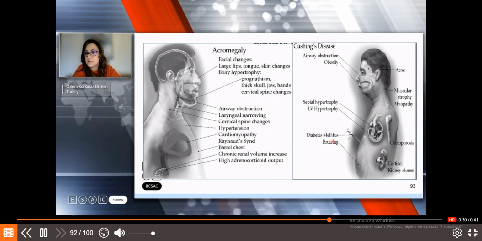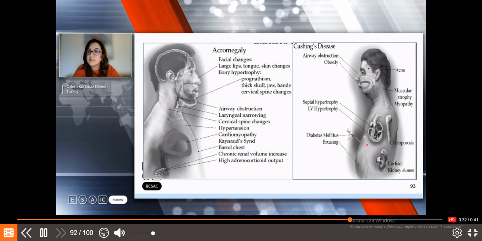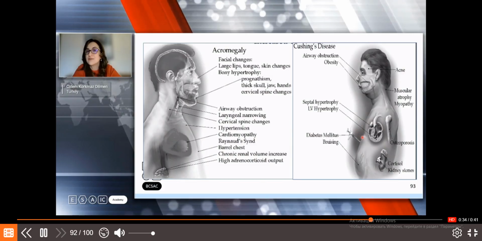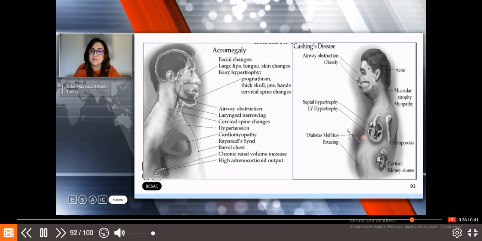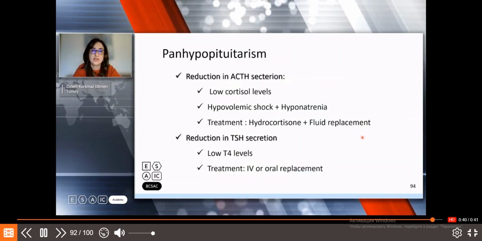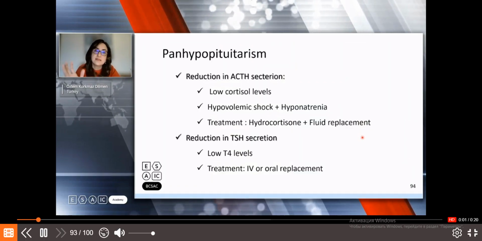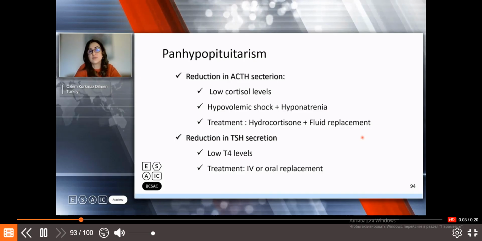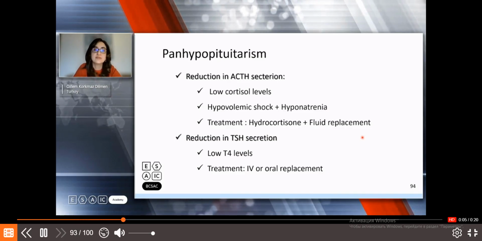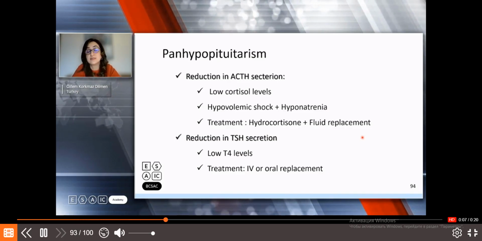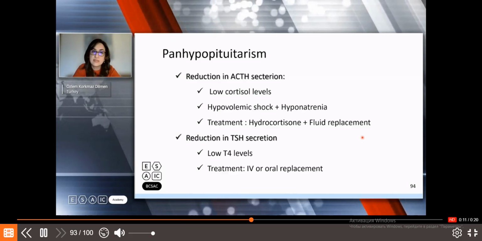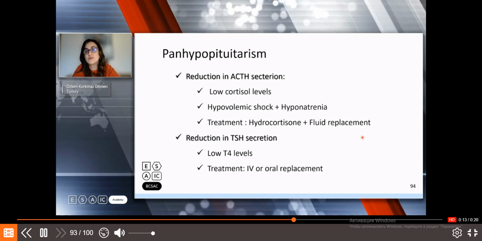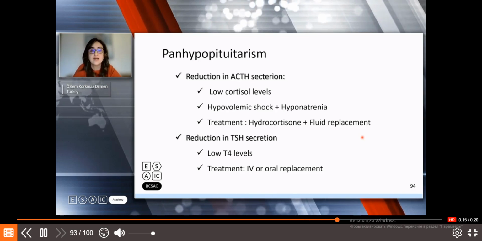excess steroid causes diabetes mellitus, hypertension, left ventricular failure, airway obstruction, and skin problems in patients. The clinical features of hypopituitarism include reduction in adrenocorticotropin hormone secretion, which causes low cortisol levels. That's why hypovolemic shock and hypovolemia occur.